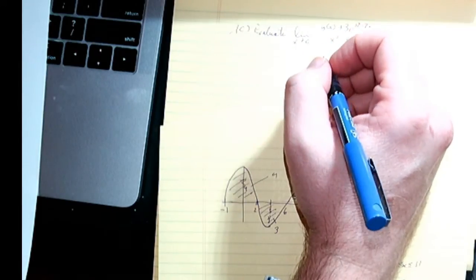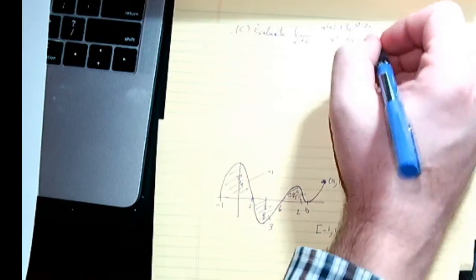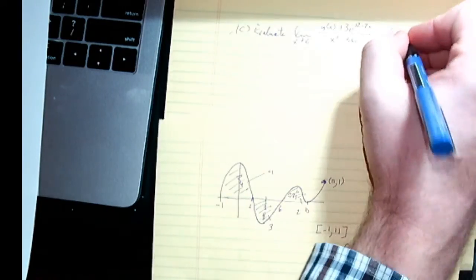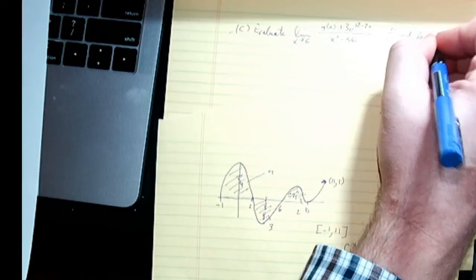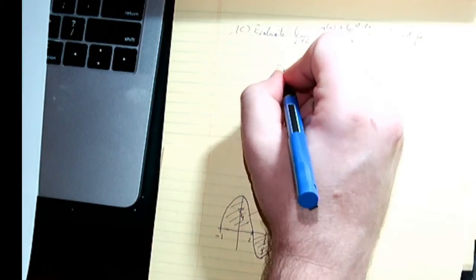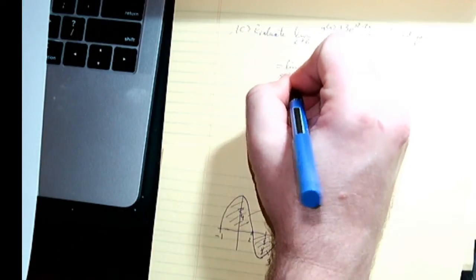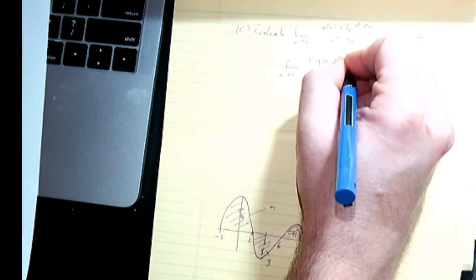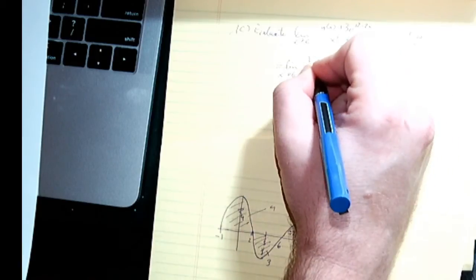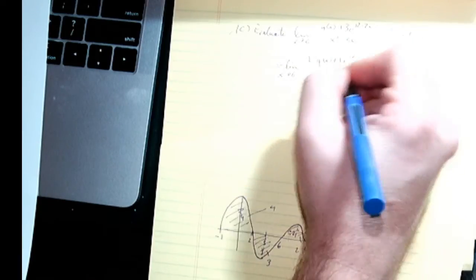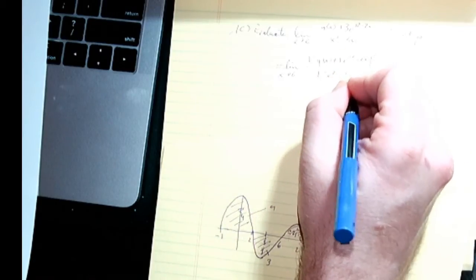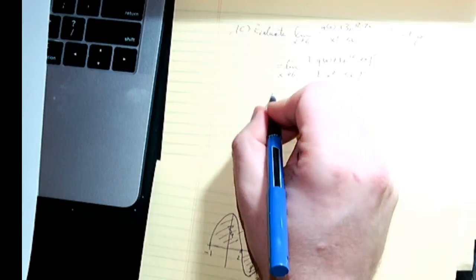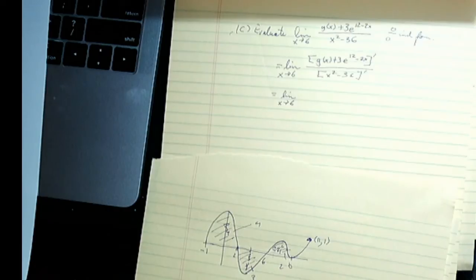So what do we need to do? We can use L'Hopital's rule. Since this is a 0 over 0 indeterminate form, by L'Hopital's rule, this must be equal to the limit as x approaches 6 of the derivative of the numerator over the derivative of the denominator. So that's the limit as x approaches 6. I'll take a break here so you can see it clearly.